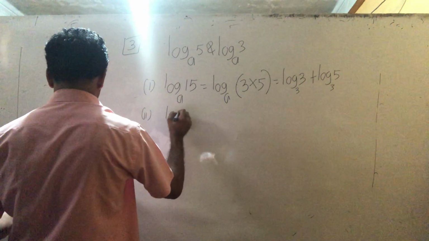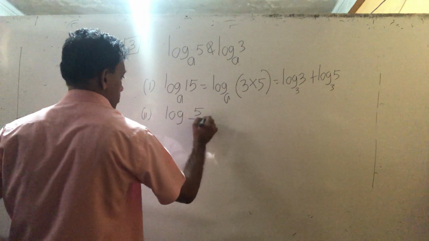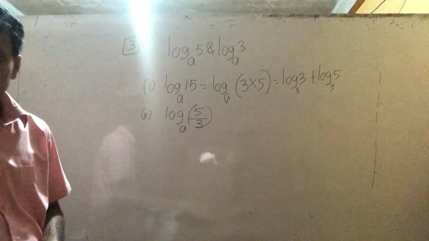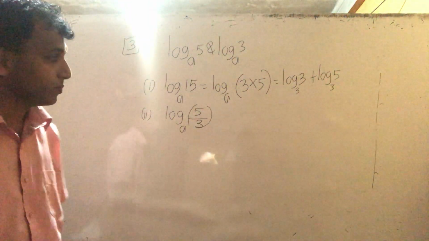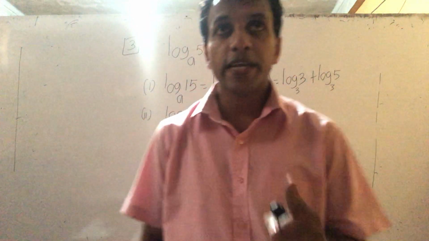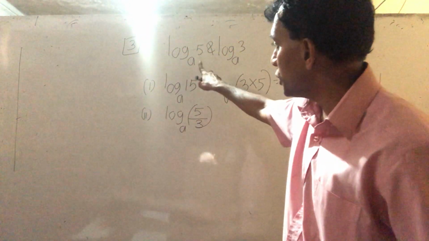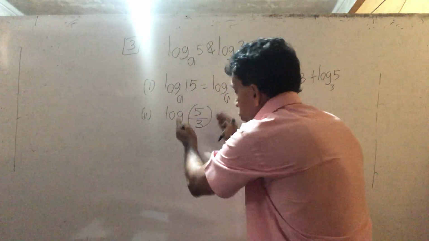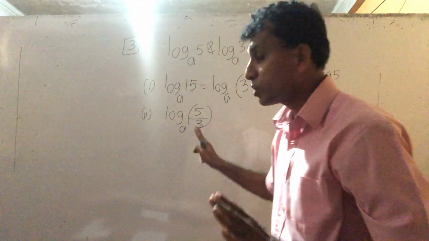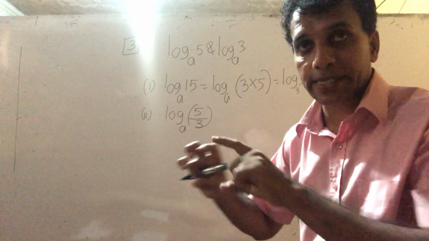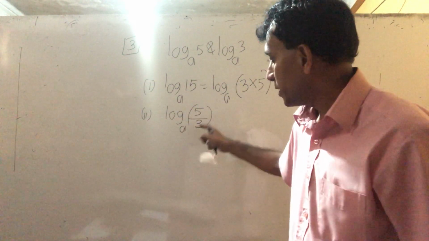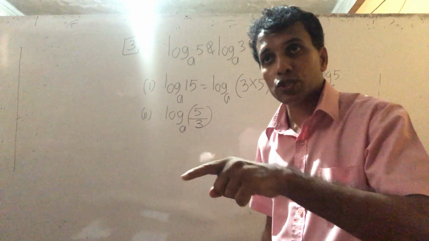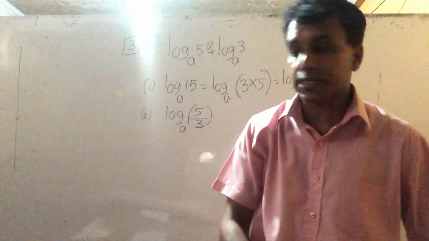Second one: logarithm base a, 5 divided by 3. Every problem gives this in log 5 and log 3 form, but here there is no separate log 5 or log 3, it is completely 5 over 3. We have to give the answer in that pattern. The rule says addition becomes multiplication, and subtraction becomes division. So in reverse, division becomes subtraction.